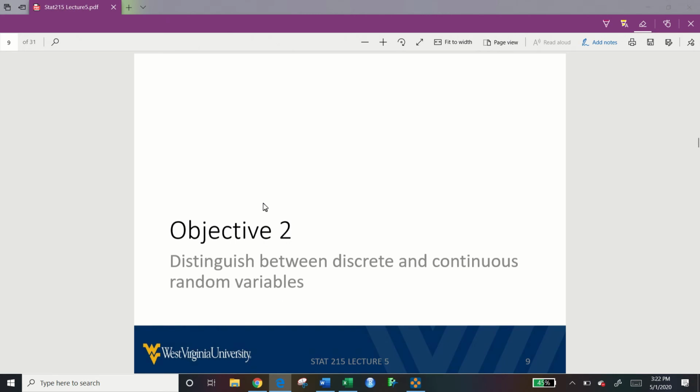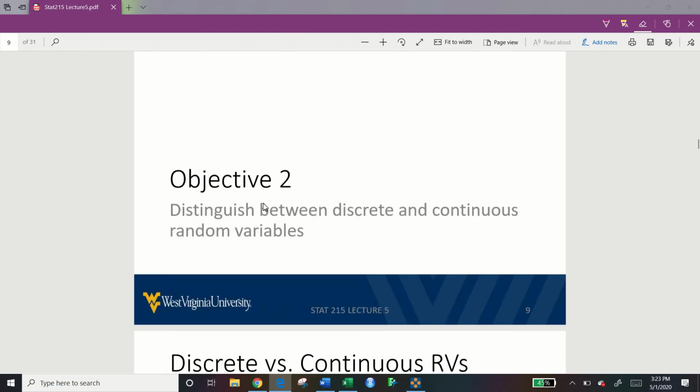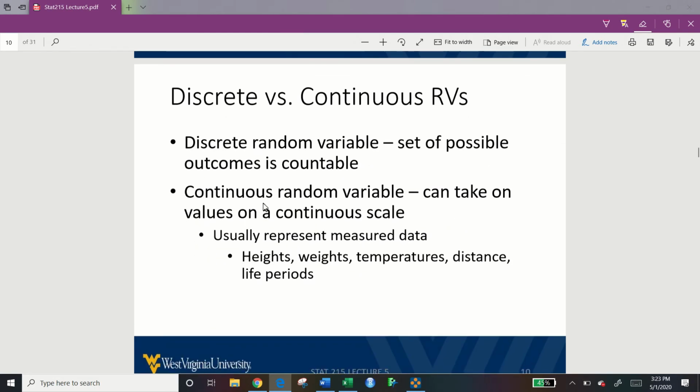This brings us to our second objective, to distinguish between a discrete and a continuous random variable. So a discrete random variable is a set of possible outcomes that are countable. A continuous random variable can take on values on a continuous scale. This is usually measured data such as height, weight, temperature, distance, or life periods.